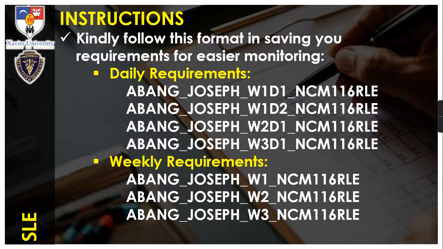And also, kindly follow this format in saving your requirements for easier monitoring. For daily requirements, save them as follows. Example is Abang underscore Yucef underscore week 1 day 1 underscore NCM 116 RLE. That is for week 1, and then for week 2, Abang underscore Yucef underscore W2 day 1 underscore NCM 116 RLE. For weekly requirements, save it according to this format: Abang underscore Yucef underscore week 1 underscore NCM 116 RLE, and of course it follows for the succeeding weeks.